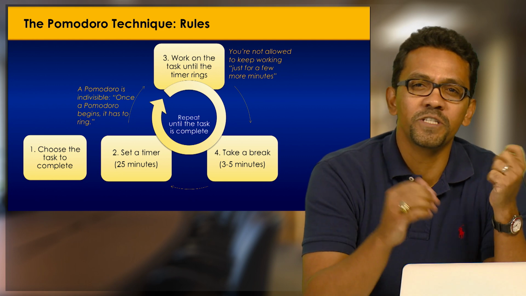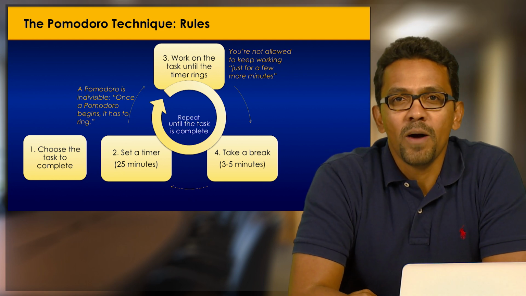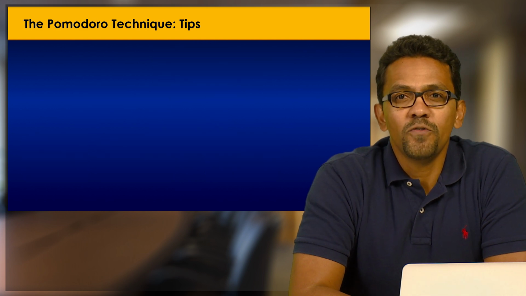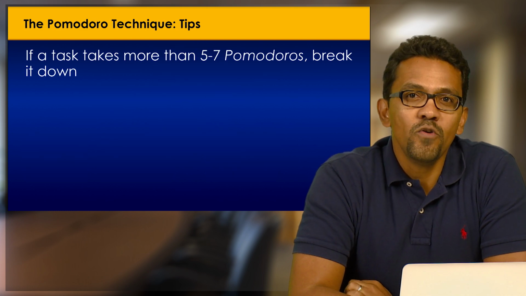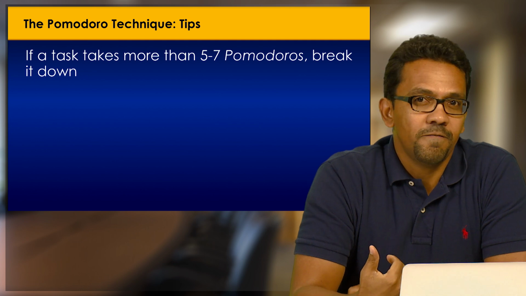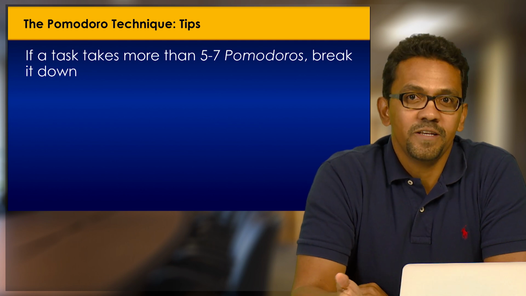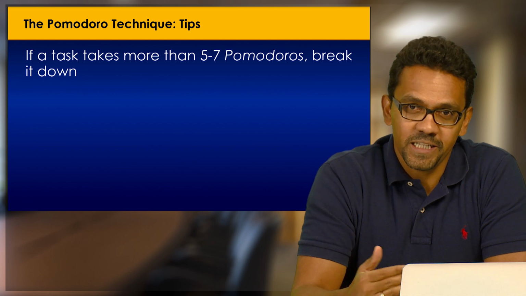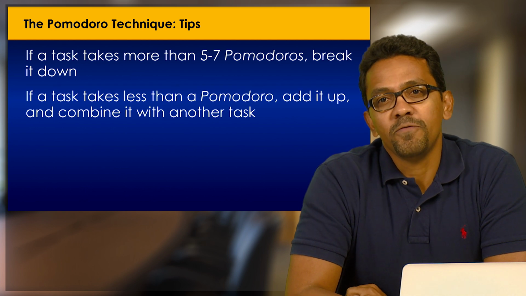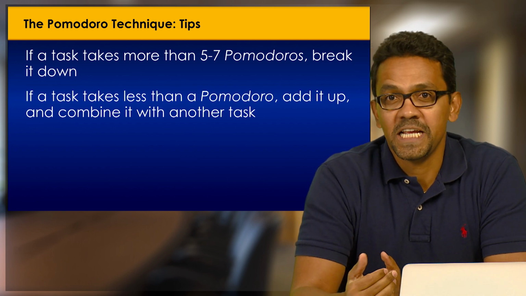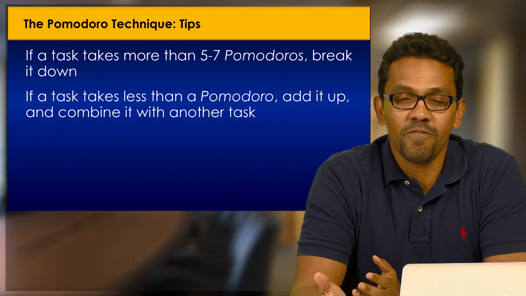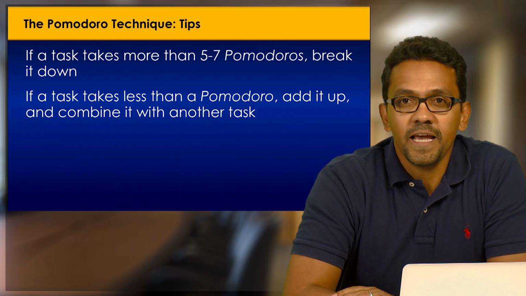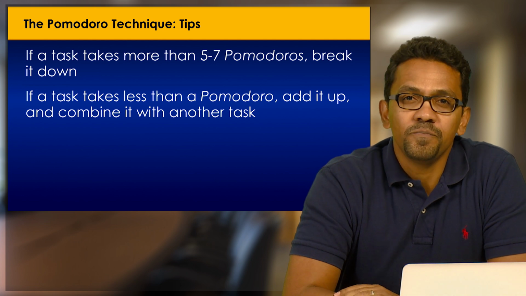Now, there are some other tips to keep in mind to use this technique effectively. The first tip is that if you have a task that will take 5 to 7 Pomodoros, it means that that task is still too big, so you need to break it down. If you have, on the other end, tasks that will take less than a Pomodoro, less than 25 minutes, what you can do is combine that task with some others and do all of them together.